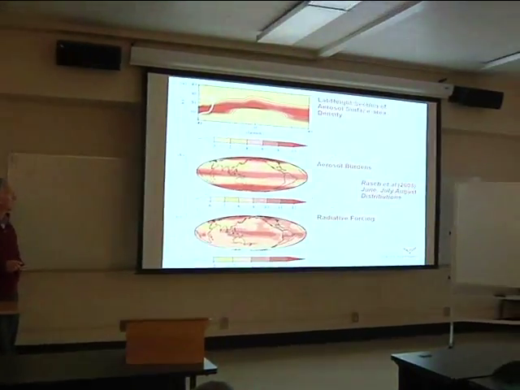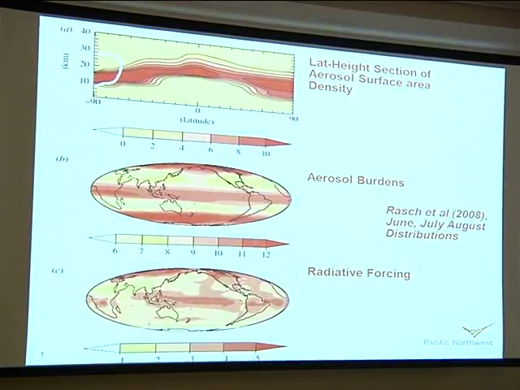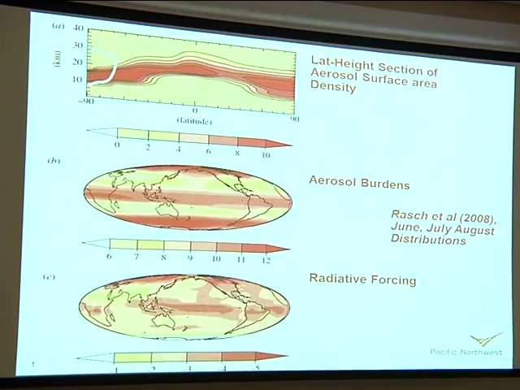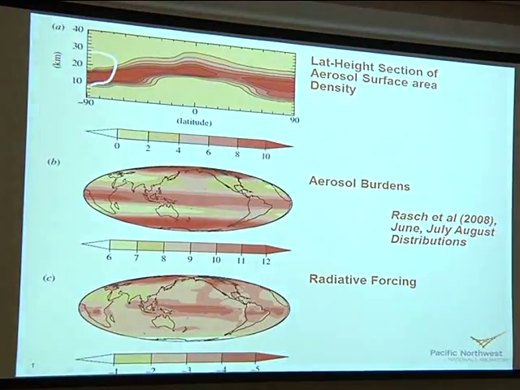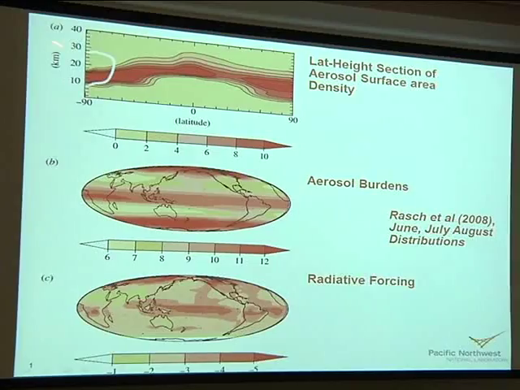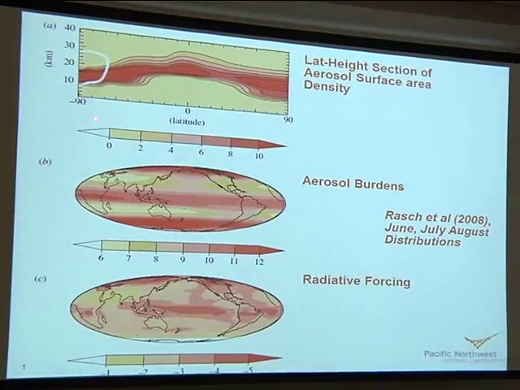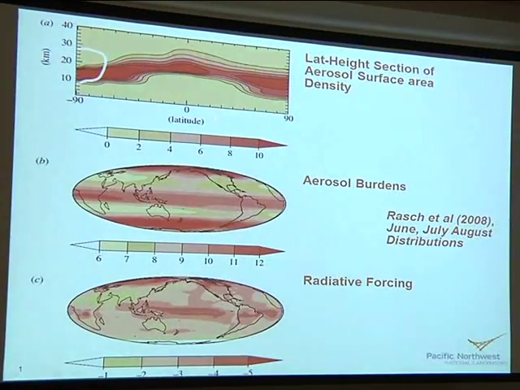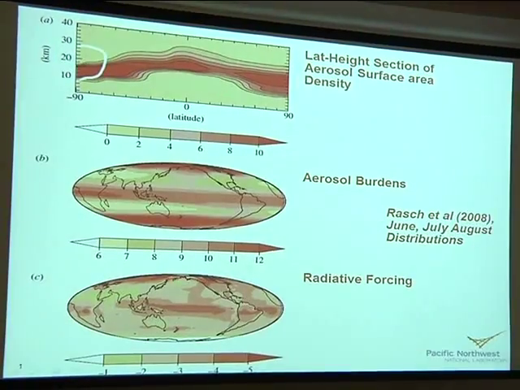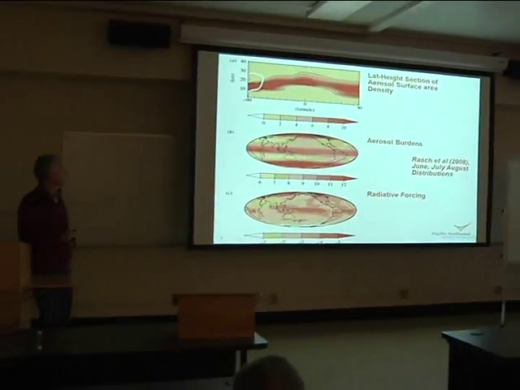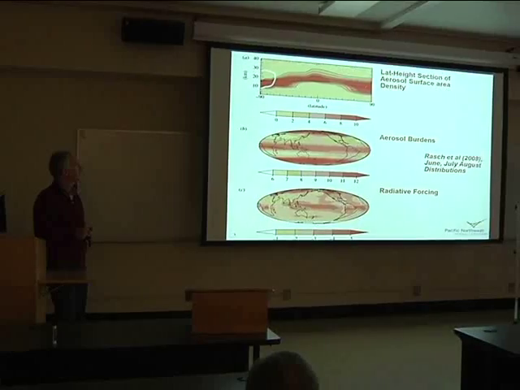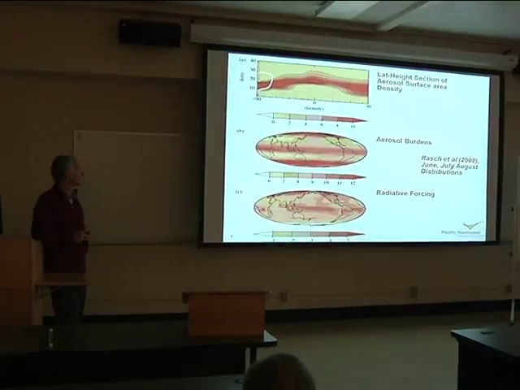So I'm now showing you a model result. This is one from a paper which I wrote in 2008 with Crutzen on this, which shows a cross-section of the distribution of these sulfur species, or the sulfur particles, as a function of latitude, the equator here, the north and south pole at the edges. And the red areas here are indicating where the aerosols would exist.